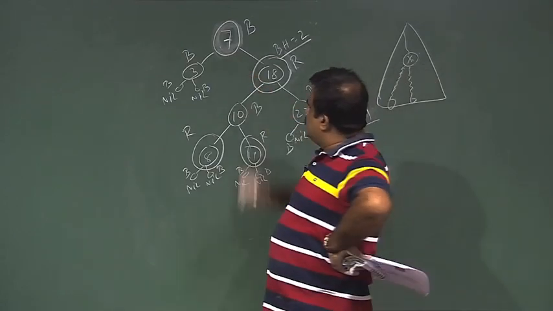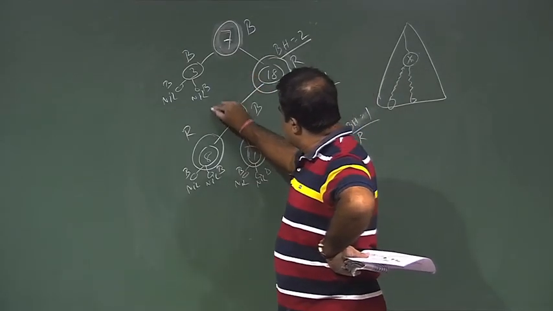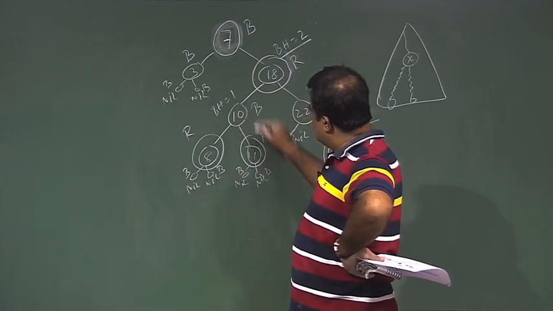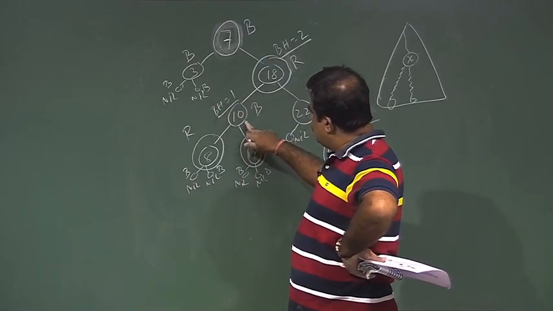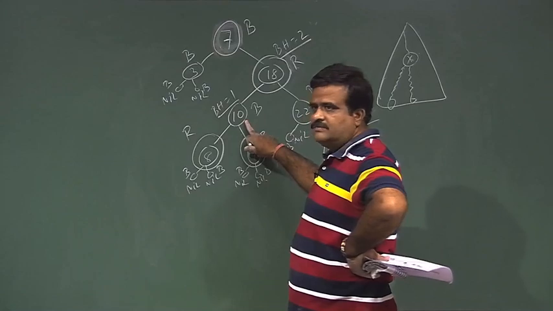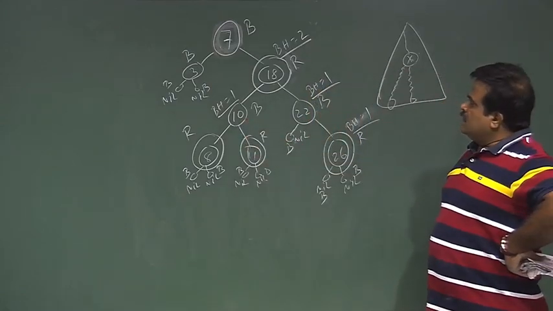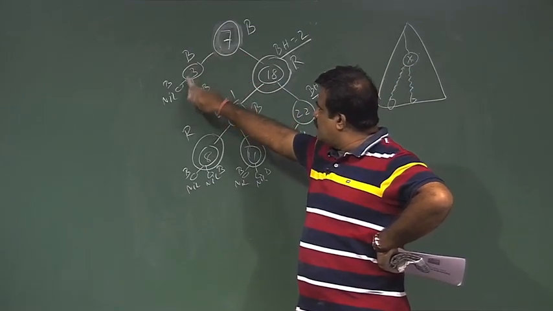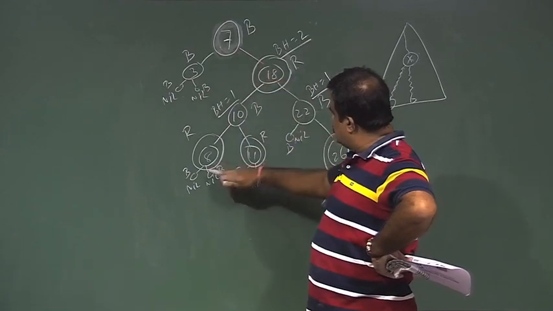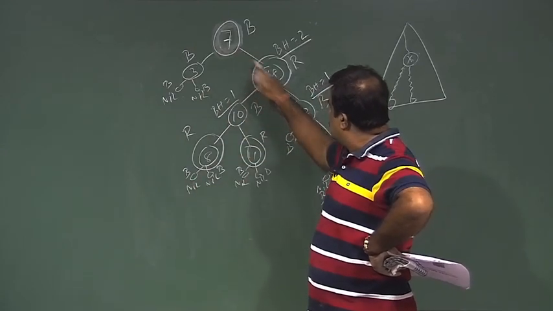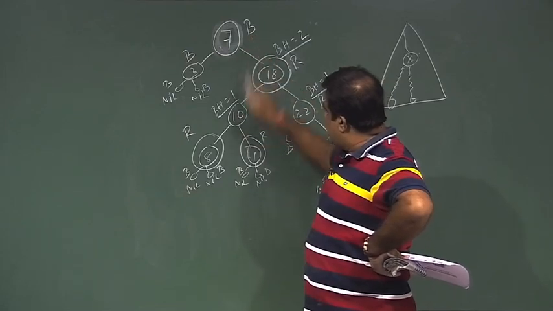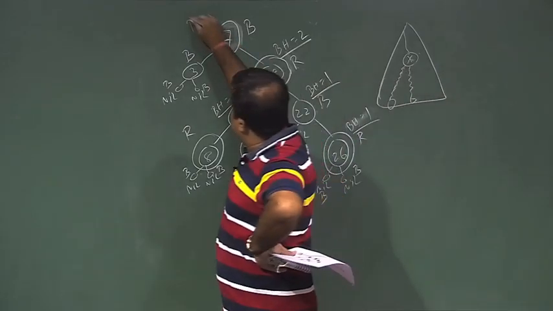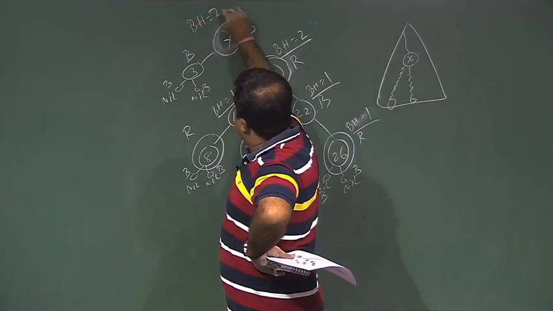And what is the black height of this node? Consider this path, it has 1; consider this path, this is 1; this is 1, because we are not counting the black of this node, since that is excluded. Now, what is the black height of this node? If you take a path from this node to this leaf, we are not counting this black, so 1, 2. So, the black height of this node is basically 2.